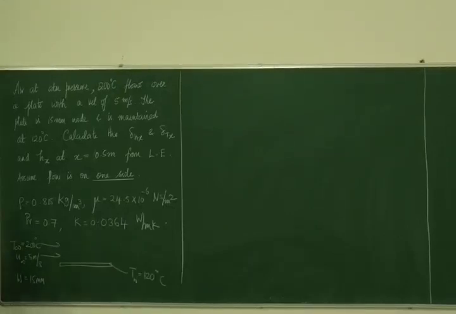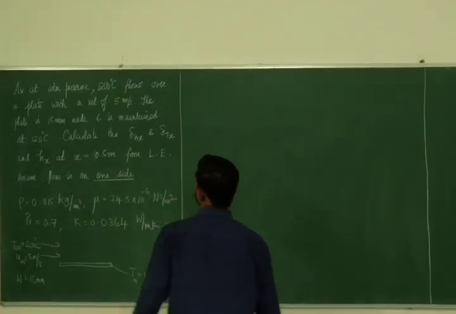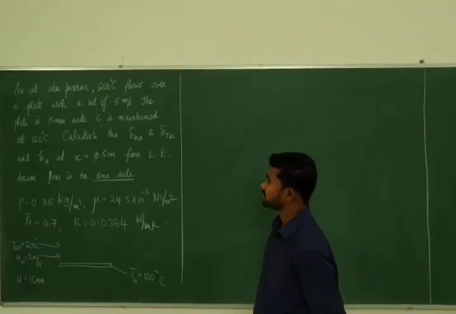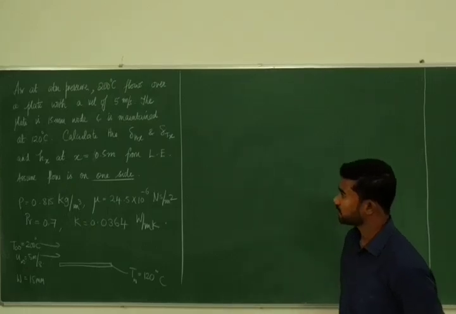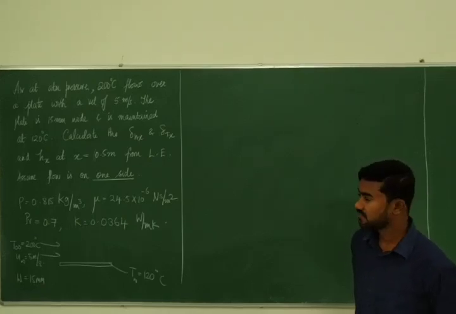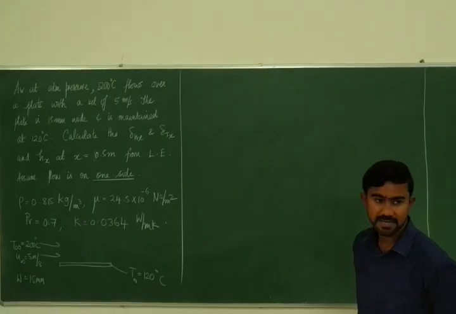Air at atmospheric pressure and 200 degrees Celsius flows over a flat plate with a velocity of 5 meters per second. The plate is 15 mm wide and is maintained at 120. Calculate the hydrodynamic boundary layer thickness, thermal boundary layer thickness, and the local heat transfer coefficient all at x equal to 0.5 meters from the leading edge. Assume flow is on one side.